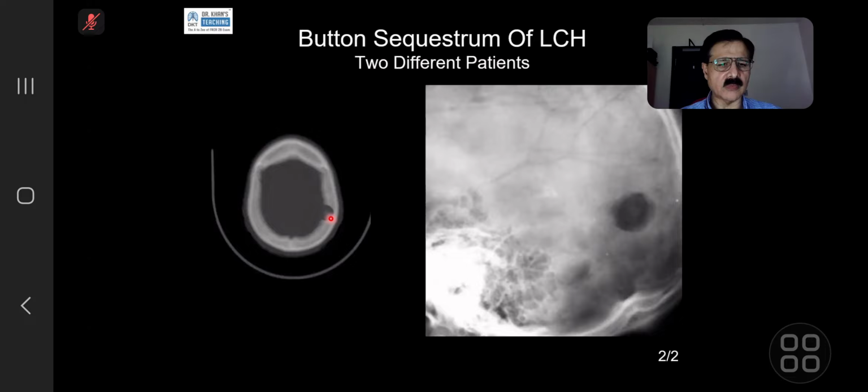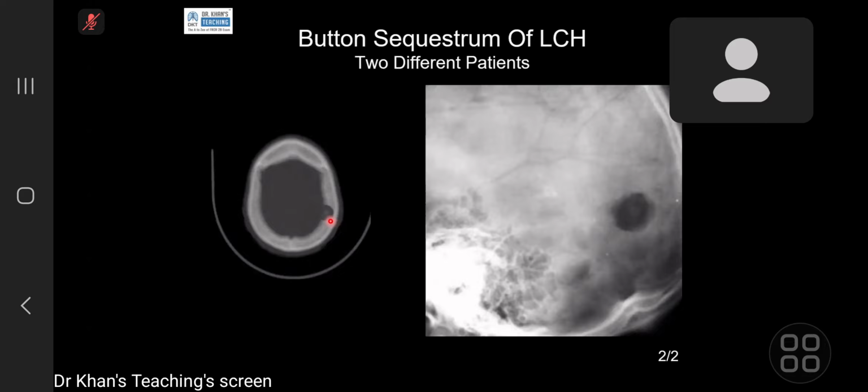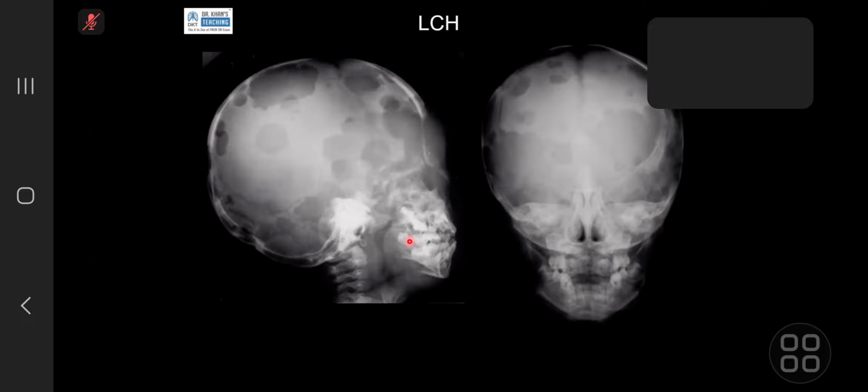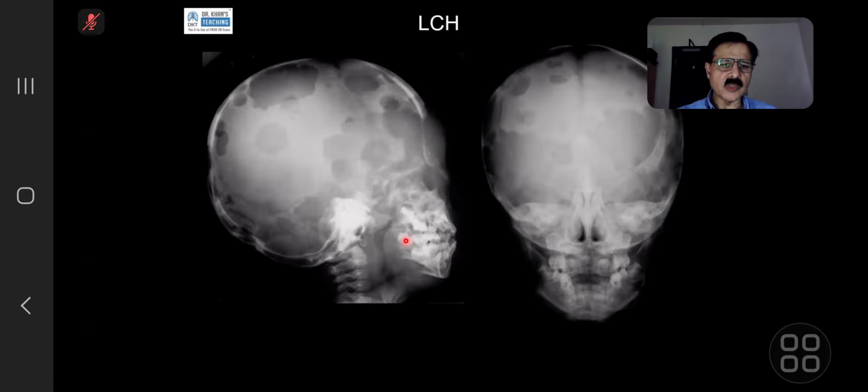This is another example to show you what we call the sequestrum. Horrible case, where you can see so many lesions. And in some of them, for example, where I'm pointing out here, tangential, you can see, and even here, you can see this beveled edge. So many multiple lesions.